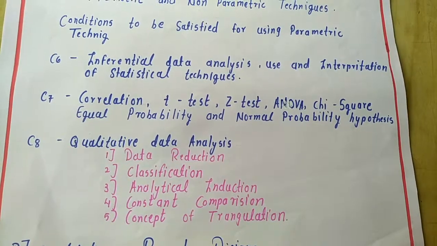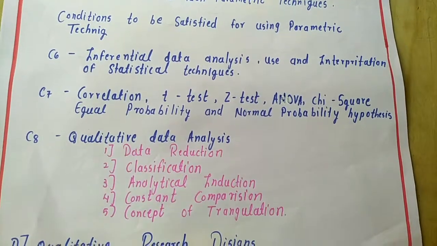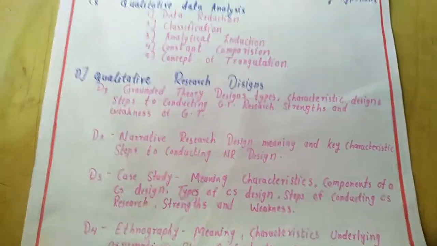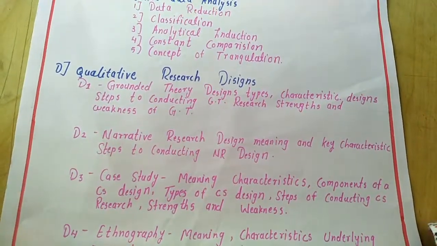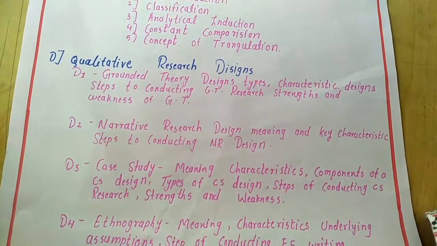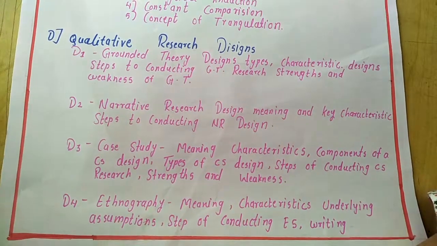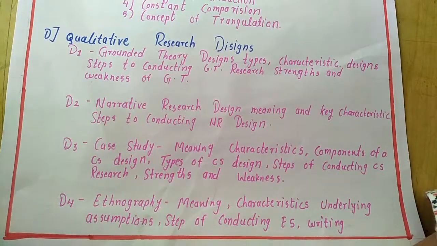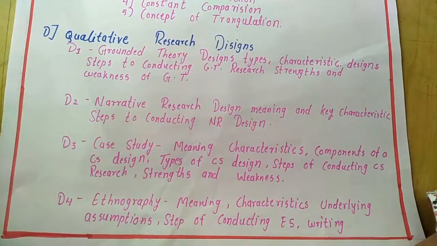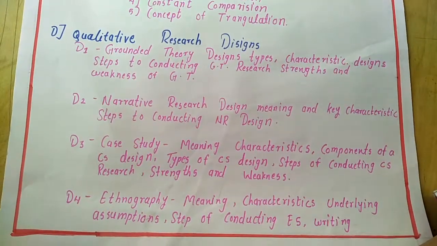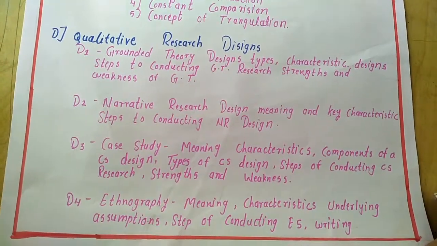These are the C section. Now the last section, that is D. D section is related to qualitative research design. D1, that is grounded theory. Then characteristics of grounded theory. Then steps to conducting grounded theory, etc.